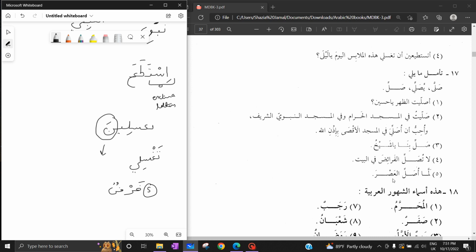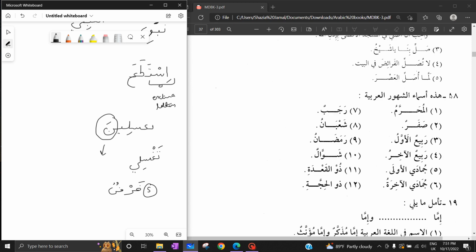Lamma usalli al asr. Lamma means not yet. This is also the tool of nasb. Lamma usalli al asr, I did not pray asr. Not yet. I have not prayed it yet.